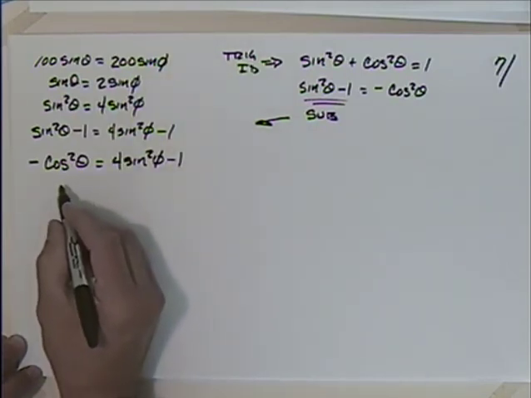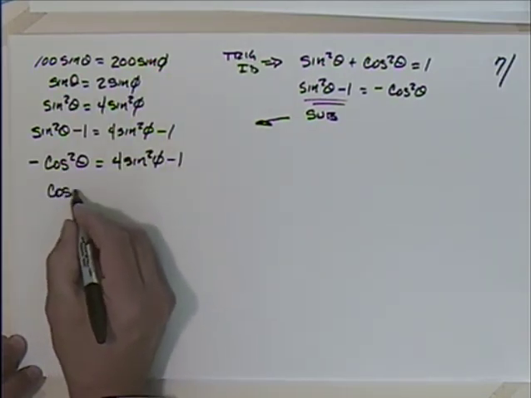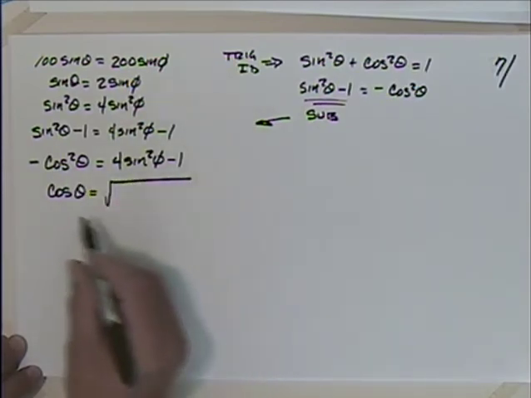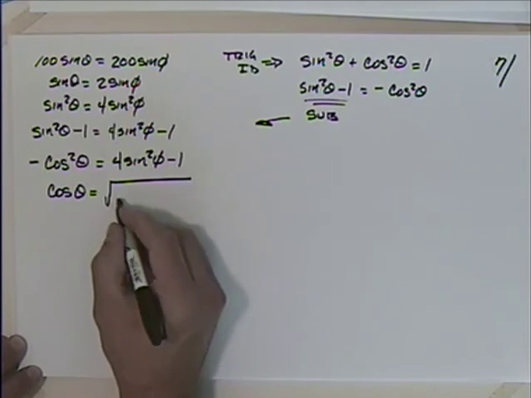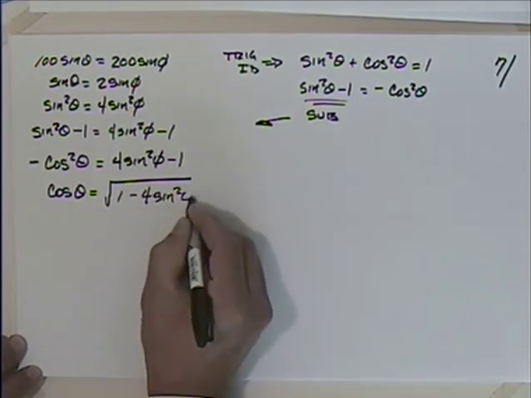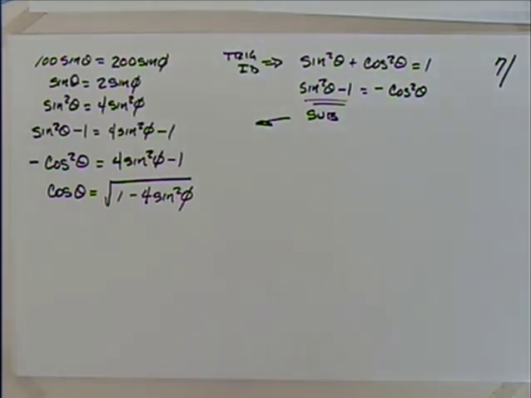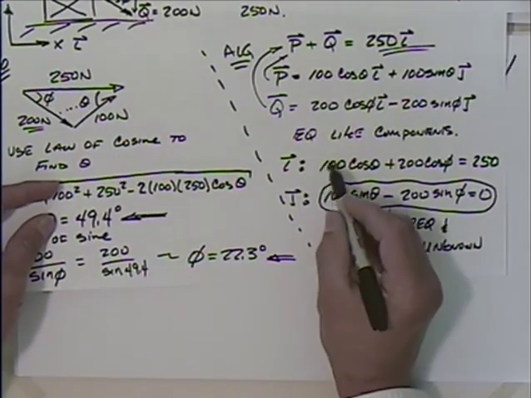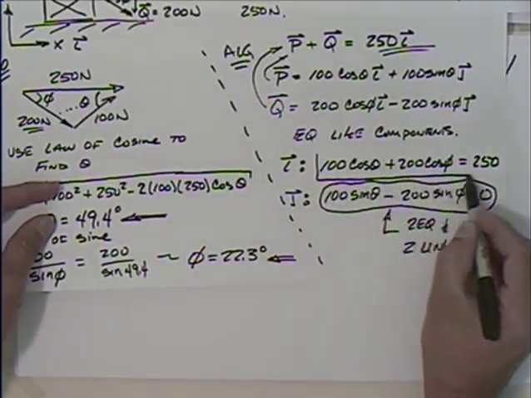So solve for cosine theta. I've got cosine theta is equal to the square root. I'd take the negative to the other side, so I'd have 1 minus 4 sine squared phi. So cosine theta is equal to the square root of 1 minus 4 sine squared phi. Well, let's see. I think it's time to use this other equation. Going back over here, now we have this one, don't we? I'll draw a box around it.